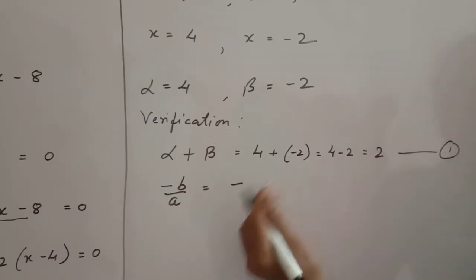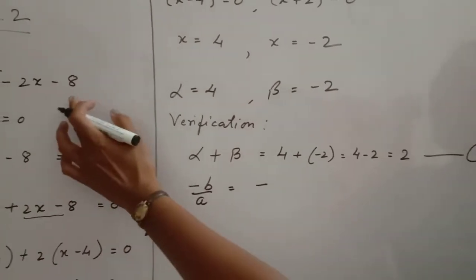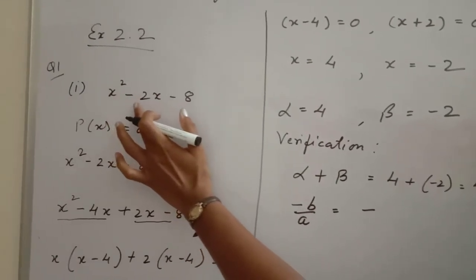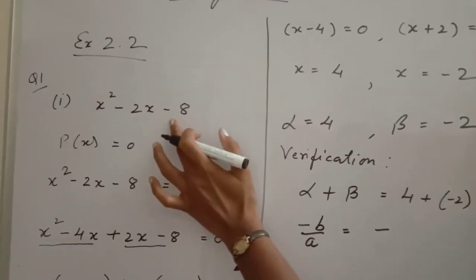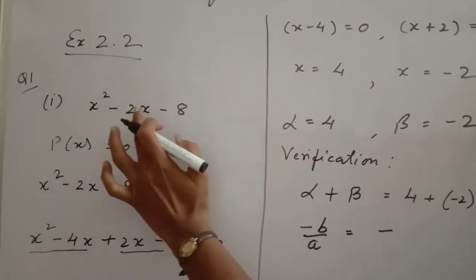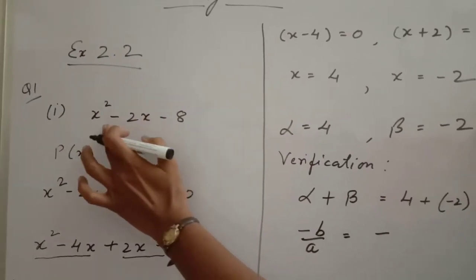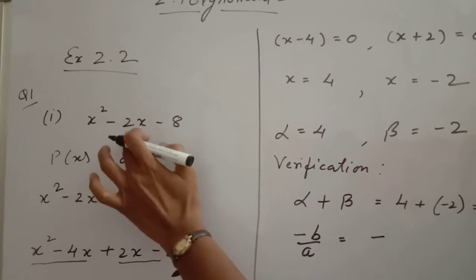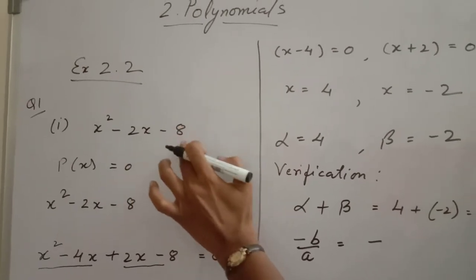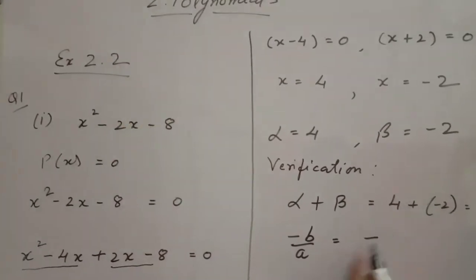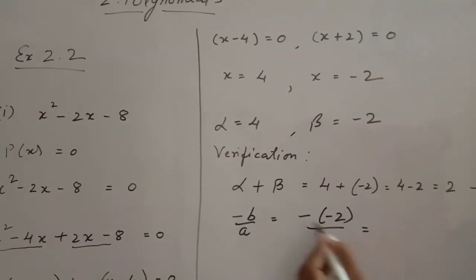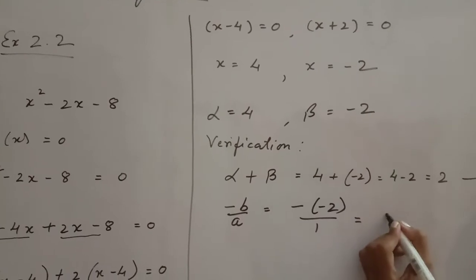Come back again to our polynomial. Here, what is a? 1. What is b? -2. What is c? -8. Again, what is a? 1, the coefficient of x² is 1. The coefficient of x, that is b, is -2. Don't say only 2, it is -2. And what is c? -8. So here my b is -2 and my a is 1. If I solve this, I will get minus into minus, that is plus 2.